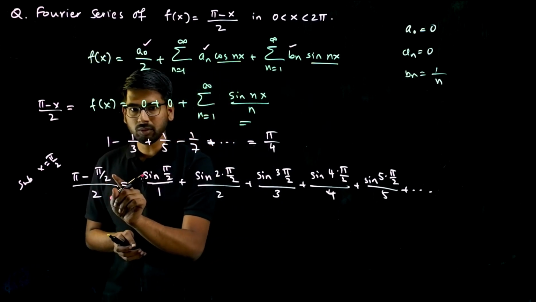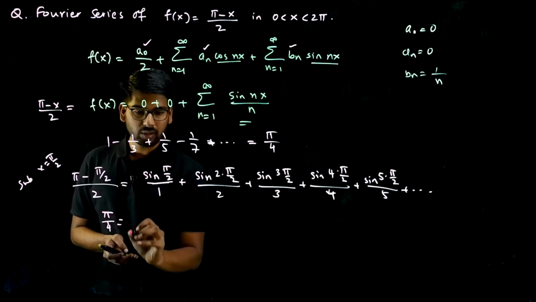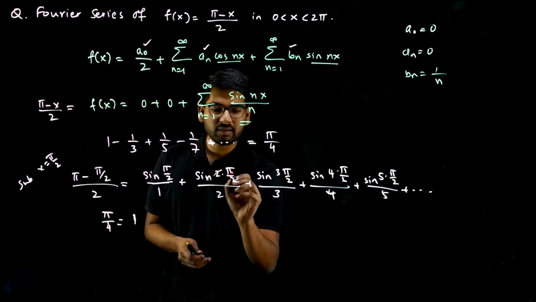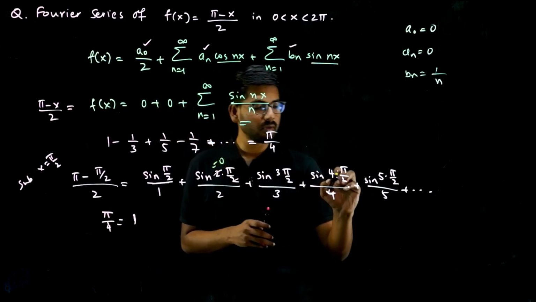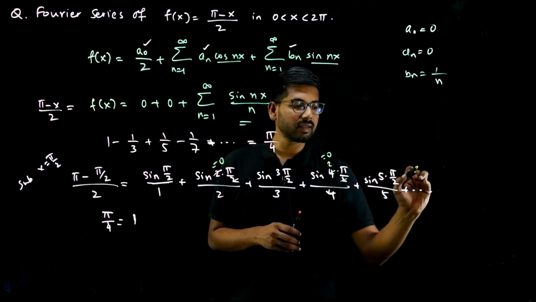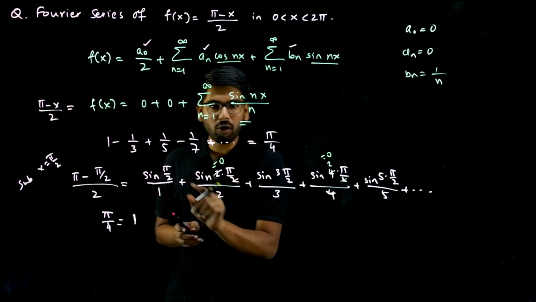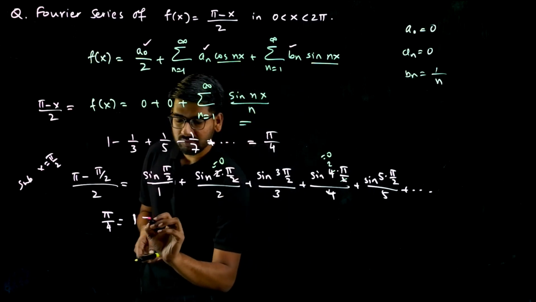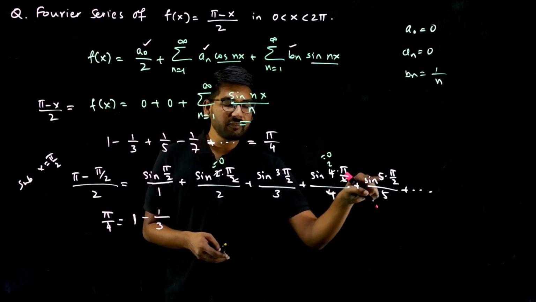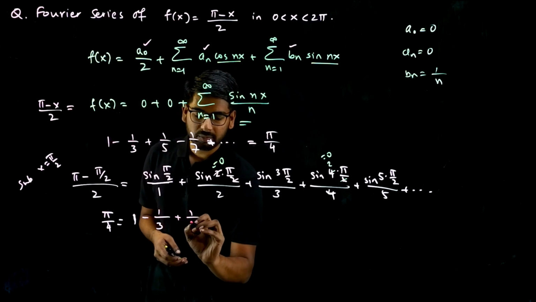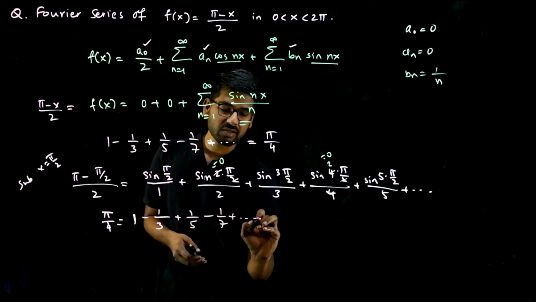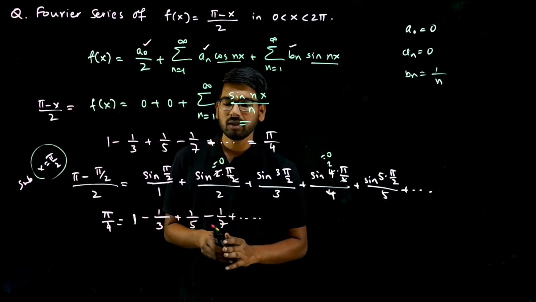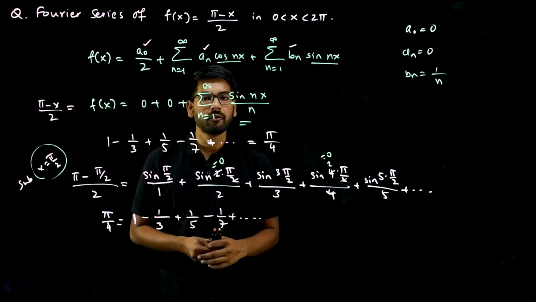Pi minus pi by 2 is pi by 2. Pi by 2 by 2 is pi by 4. Okay, sin pi by 2 is 1. 1 by 1 is 1. Okay, 2 and 2 get cancelled. sin pi is 0, so all the even terms will become 0. sin 2 pi is 0, sin 6 pi will be 0, sin 8 pi will be 0. Only the odd terms will remain. And sin pi by 2 is plus 1. sin 3 pi by 2 is minus 1 by 3, this 3 as it is. sin 5 pi by 2 is again plus 1, so plus 1 by 5, minus 1 by 7, plus dash dash dash. So substituting x is equal to pi by 2 in this Fourier series expansion gives us that this series is equal to pi by 4. Okay.